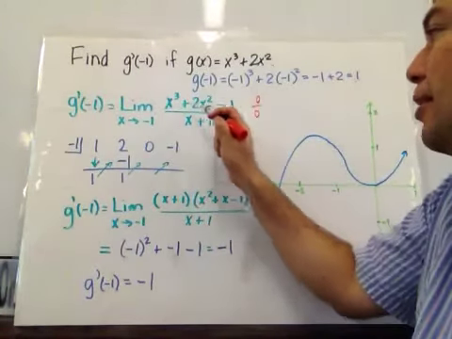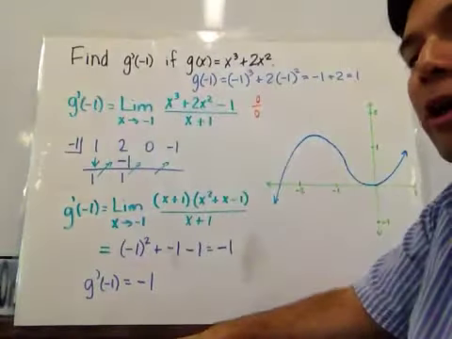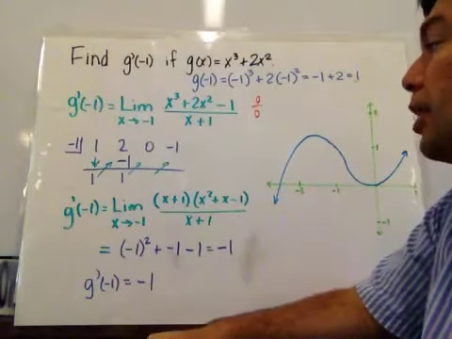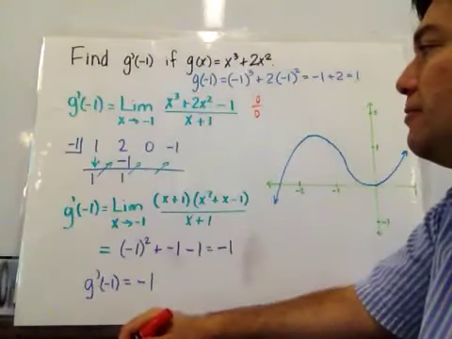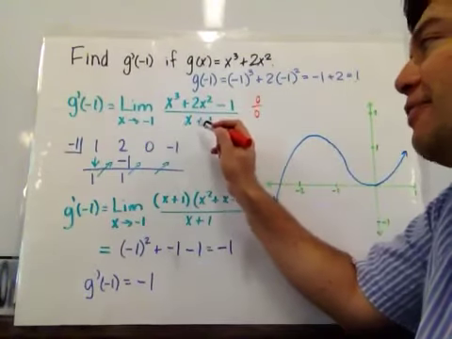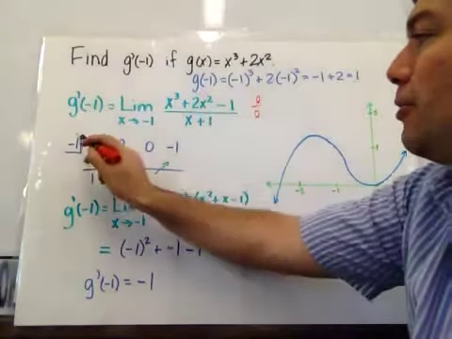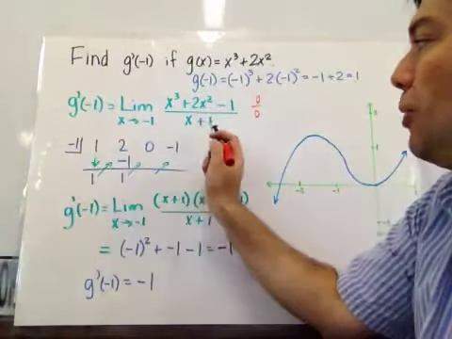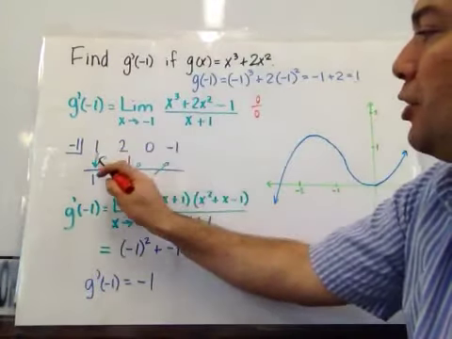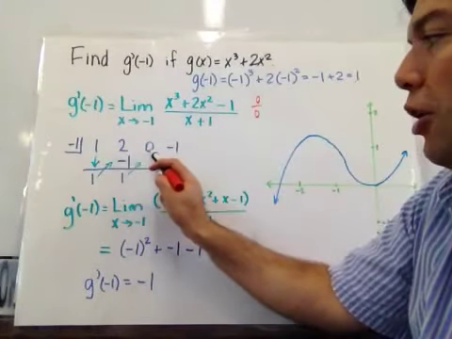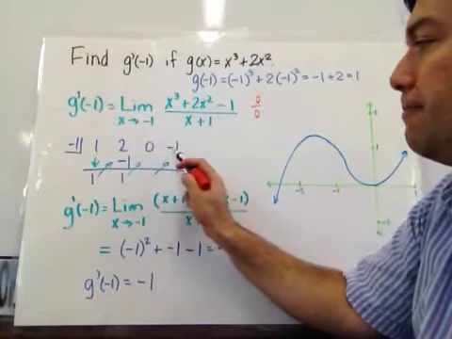Factoring here is quite difficult because we have a cubic function in the numerator. So I'm going to use synthetic division. I'm going to guess that the factor is x plus 1, so I'm going to put -1 here. Remember, it's always the opposite of that value. And then the coefficients: 1x cubed, 2x squared, no x's, and -1.